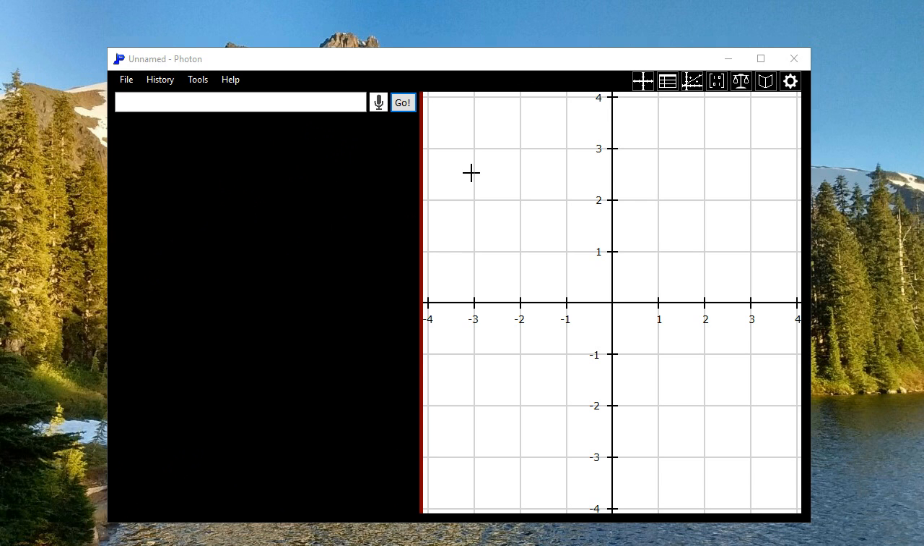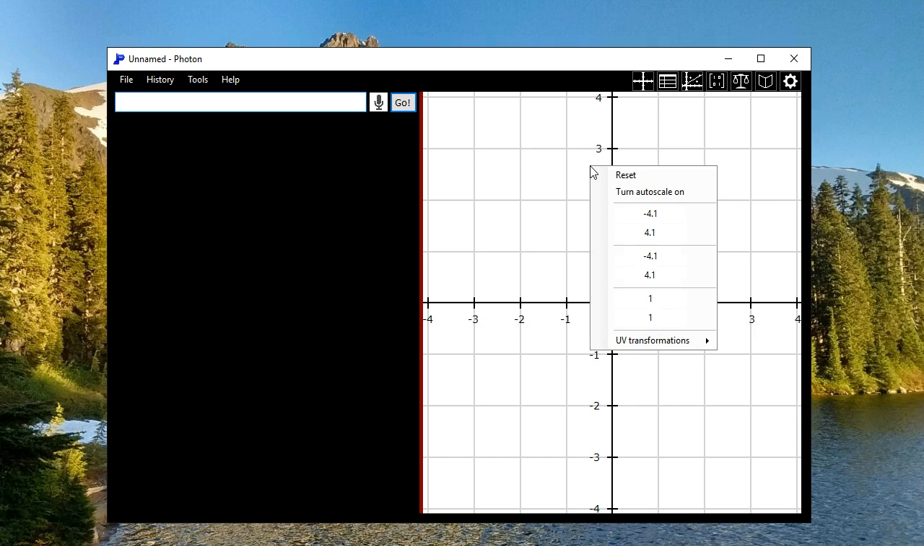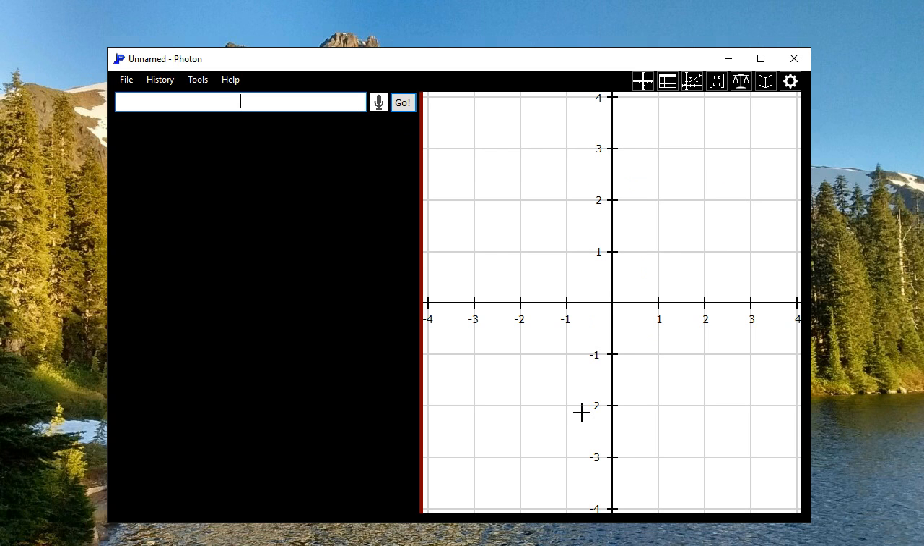Hey guys, welcome back, and today we're going to be talking about transforming the coordinate space of your graphing region, which is a very advanced topic. This comes out of multivariable calculus, so if you're not taking multivariable or vector calculus, you probably don't care too much about this, but either way, we're going to be transforming our coordinate space. This is a pretty simple task to do. All you really have to do is right-click, go down to UV transformations, and then from there it's pretty easy.